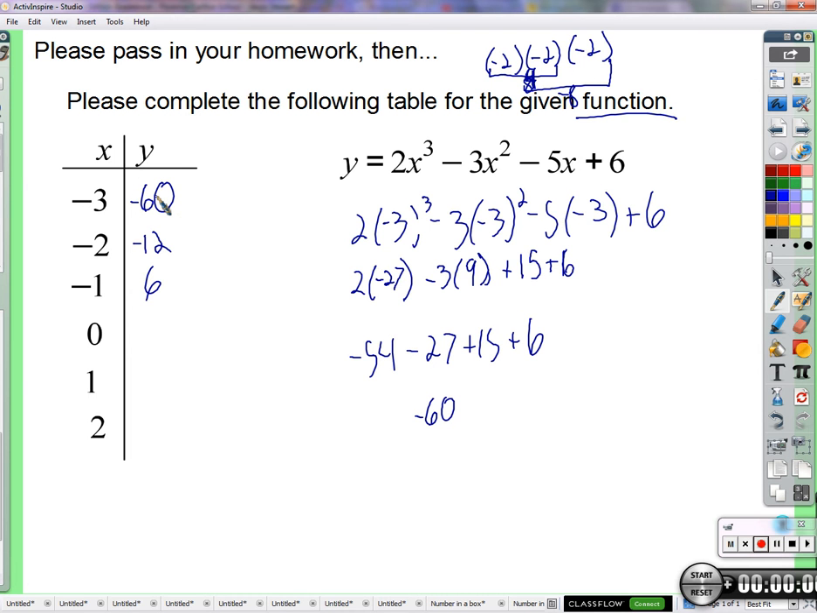Okay, all that are left are 0, 1, and 2. Your table should get finished very, very soon. One done. So, we should get 6 and 0 and 0.